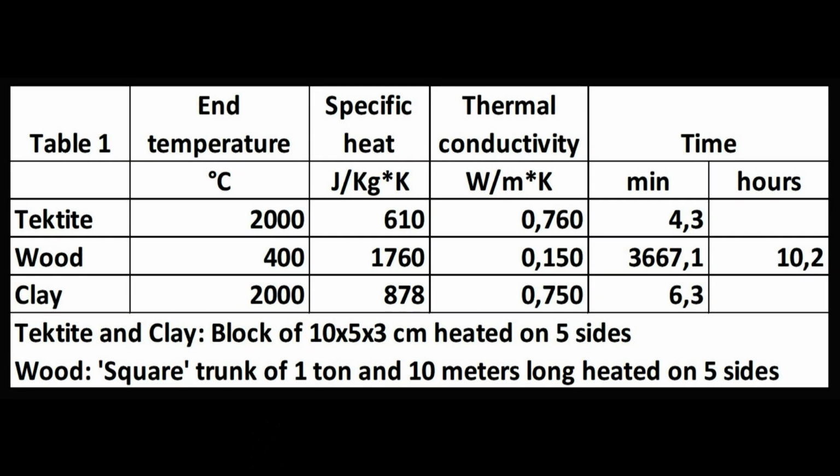Creating carbonized wood and Muongnong tektites covered on the ground by 2000 degrees Celsius hot ejecta by conduction is calculated for a hypothetical Muongnong tektite precursor of clay, measuring 10 by 5 by 3 centimeters, heated on 5 sides, and a tree trunk 10 meters long, measuring 30 by 30 centimeters, and heated on 5 sides. It would take about 10 hours to heat the trunk to 400 degrees Celsius, while the tektite precursor would heat to 2000 degrees Celsius in just 7 minutes.